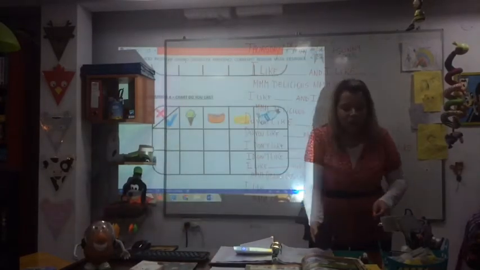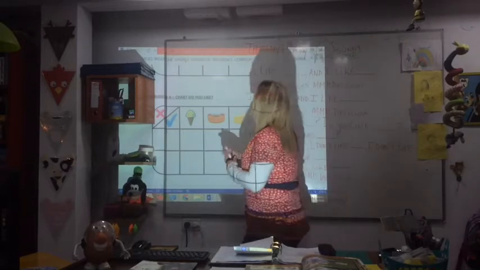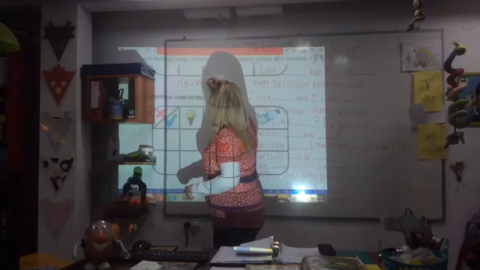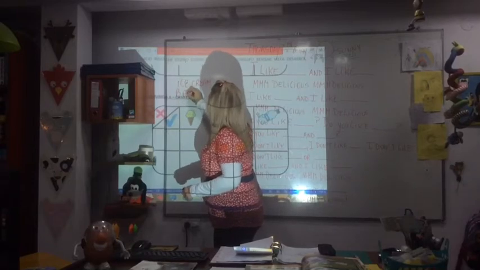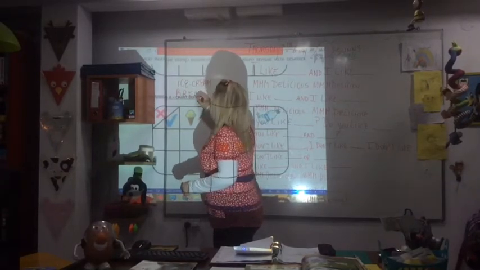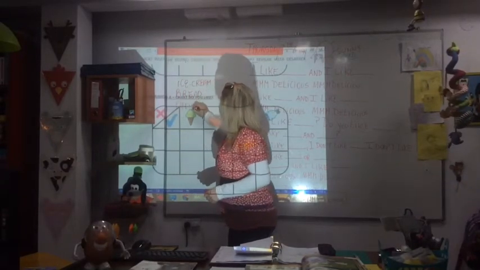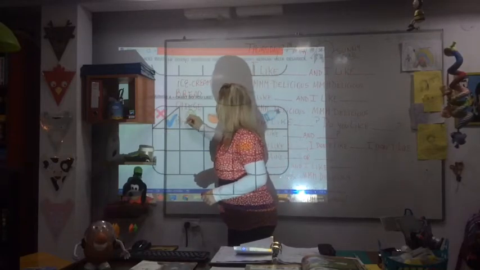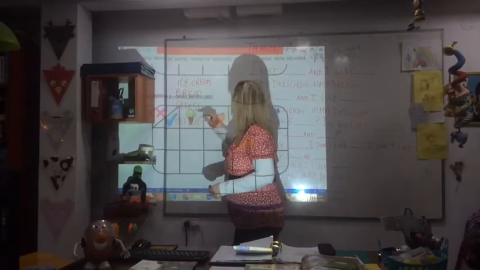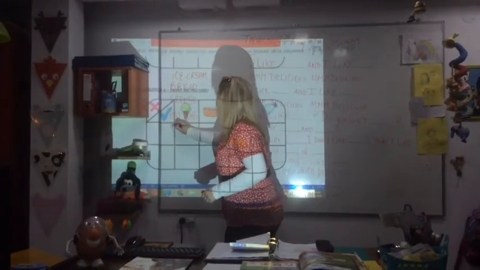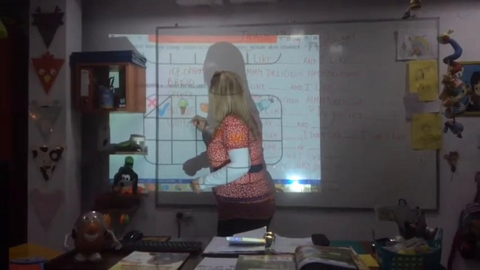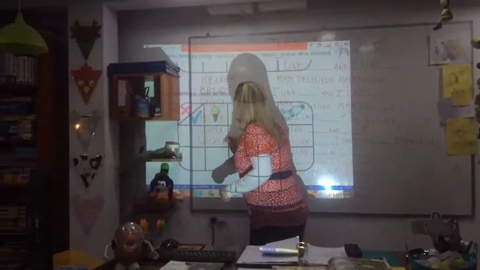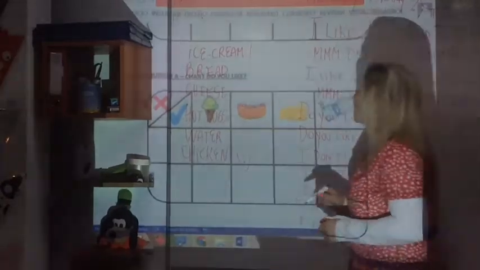Okay, can you tell me some food? Decime alguna comida de las que ves ahí. Okay, ice cream. ¿Qué más? Bread. Queso. Cheese. All right, cheese. Hot dogs. Water. Pollo. Chicken. Okay, flecha, ¿qué quiere decir?